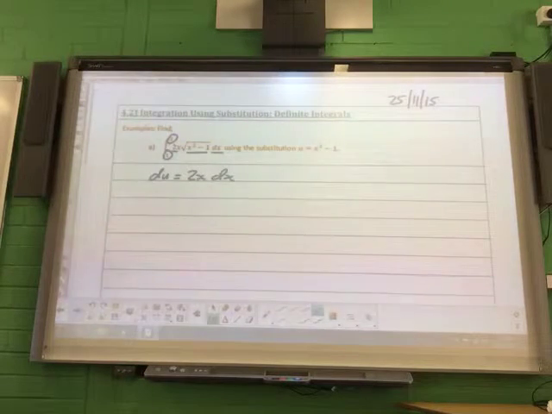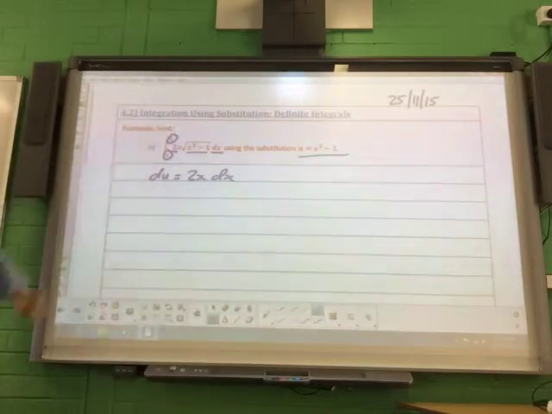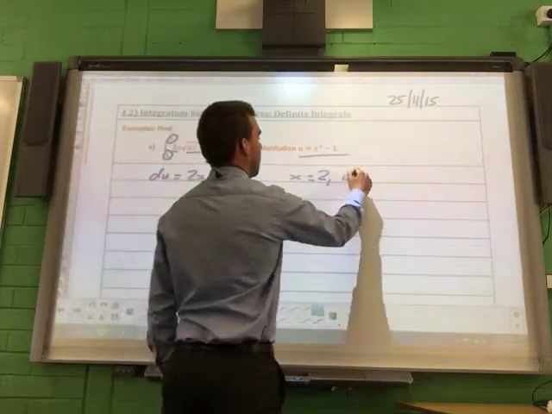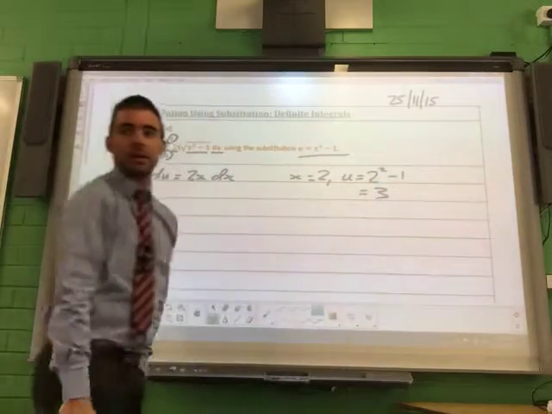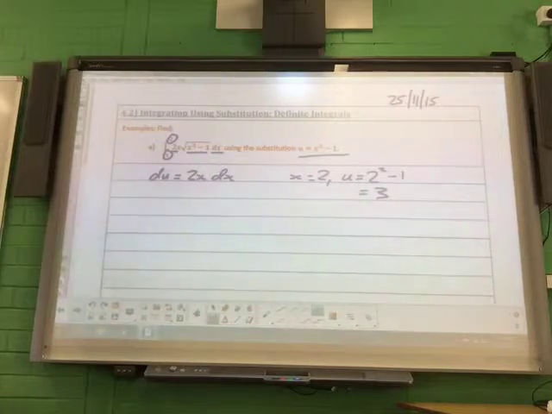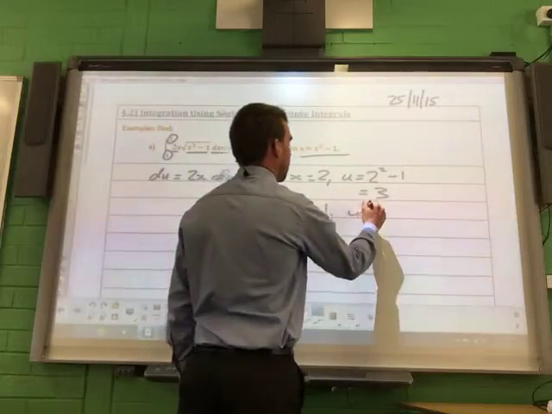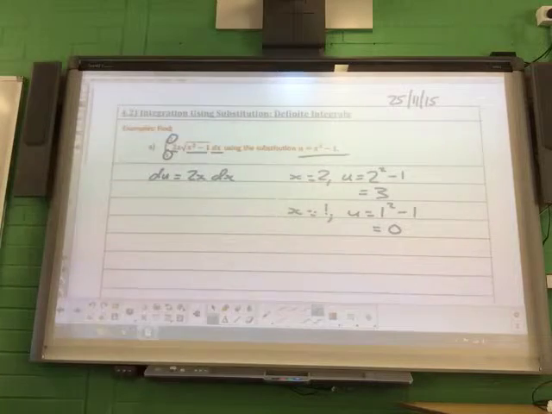Well, x's to u's. What have I got there that I can use to change x's to u? Substitution. Okay, these are x equals, so if I substitute that, I'm going to get u equals. Okay, so x is 2, u is going to be 2 squared take away 1, so 4 take away 1 is 3. Right, x is 1, u is going to be 1 squared take away 1, which is 0. Right, and that's the extra step, just changing those bounds of integration.